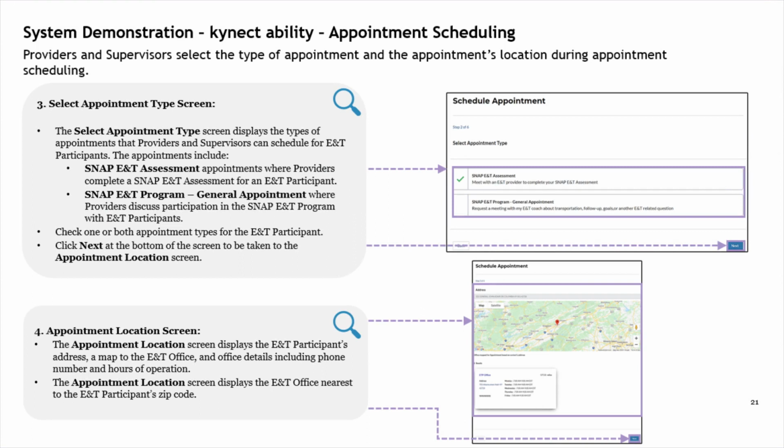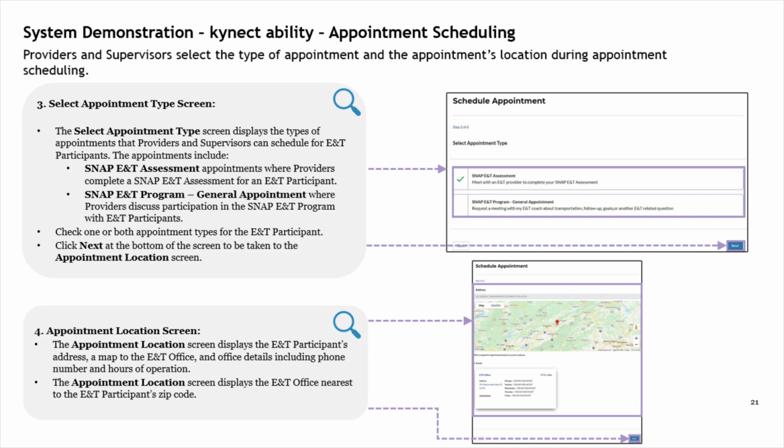Providers and supervisors may select the type of appointment and the appointment's location while scheduling the appointment. The Select Appointment Type screen displays the two types of appointments that providers and supervisors may schedule for ENT participants. The appointments include the SNAP ENT Assessment Appointment and the SNAP ENT Program General Appointment. The SNAP ENT Assessment Appointments are where providers complete a SNAP ENT assessment for an ENT participant. For the SNAP ENT Program General Appointments, providers discuss participation in the SNAP ENT program with ENT participants.